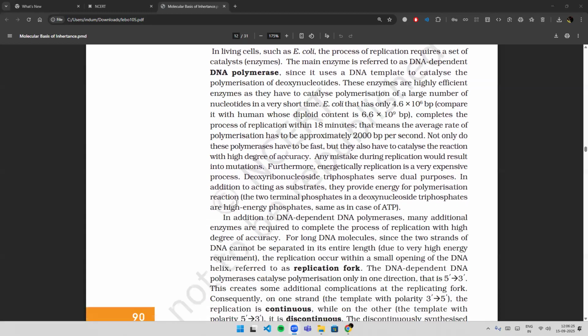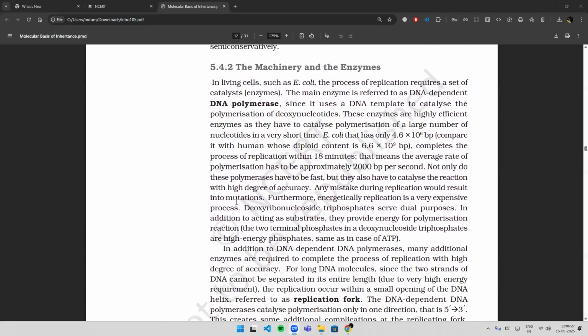5.4.2. The machinery and the enzymes. In living cells, such as E. coli, the process of replication requires a set of catalysts. The main enzyme is referred to as DNA-dependent DNA polymerase, since it uses a DNA template to catalyze the polymerization of deoxynucleotides. These are highly efficient enzymes, as they have to catalyze polymerization of a large number of nucleotides in a very short time.